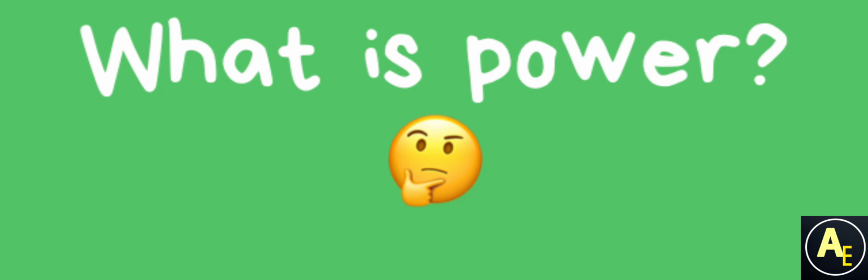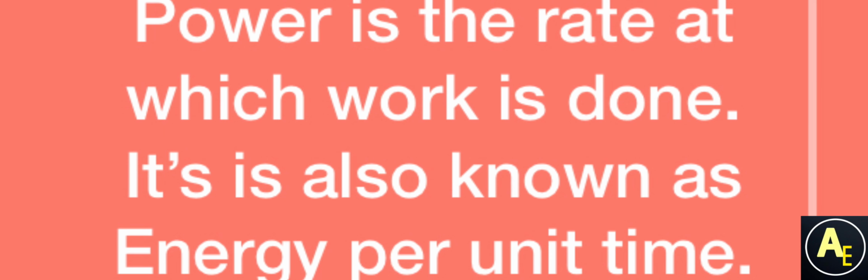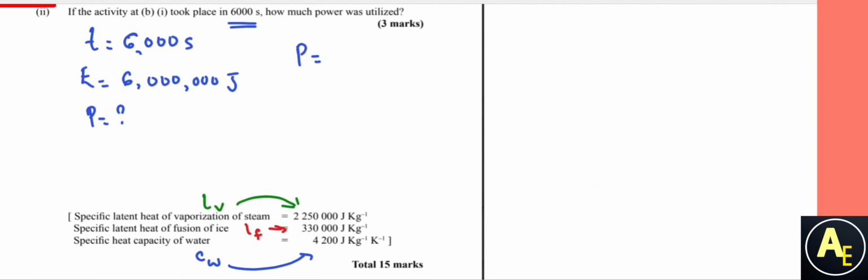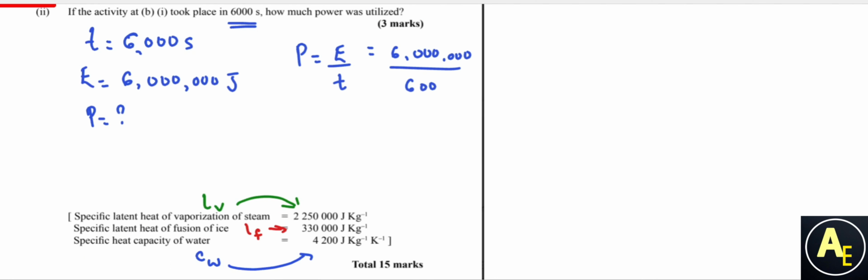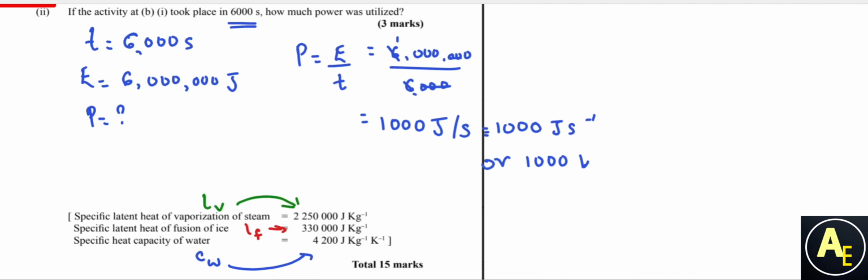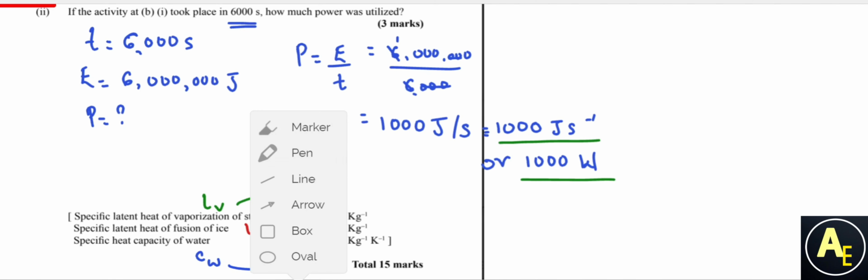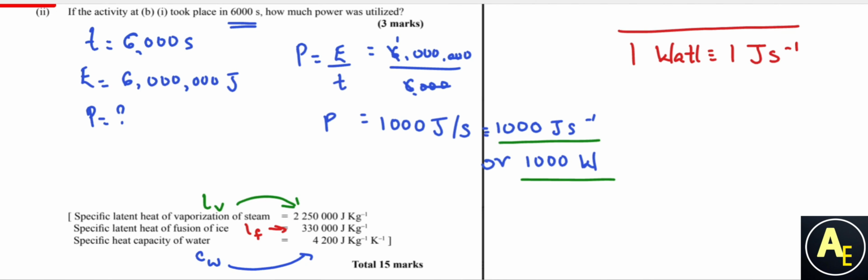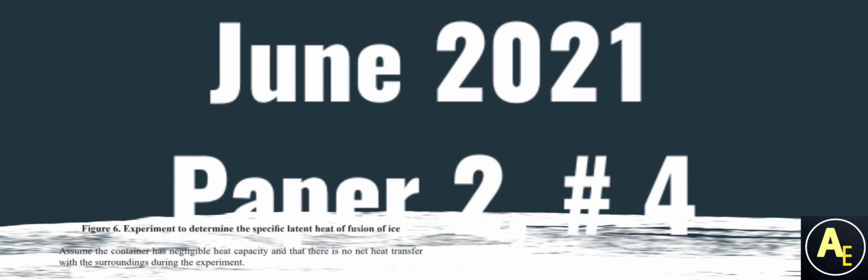Finally, we are asked to find power. But what is power? Power is the rate at which work is done, or energy per unit time. As a result, our total energy divided by time gives us a value of 1000 joules per second, or 1000 watts, where 1 joule per second is the equivalent unit of a watt.